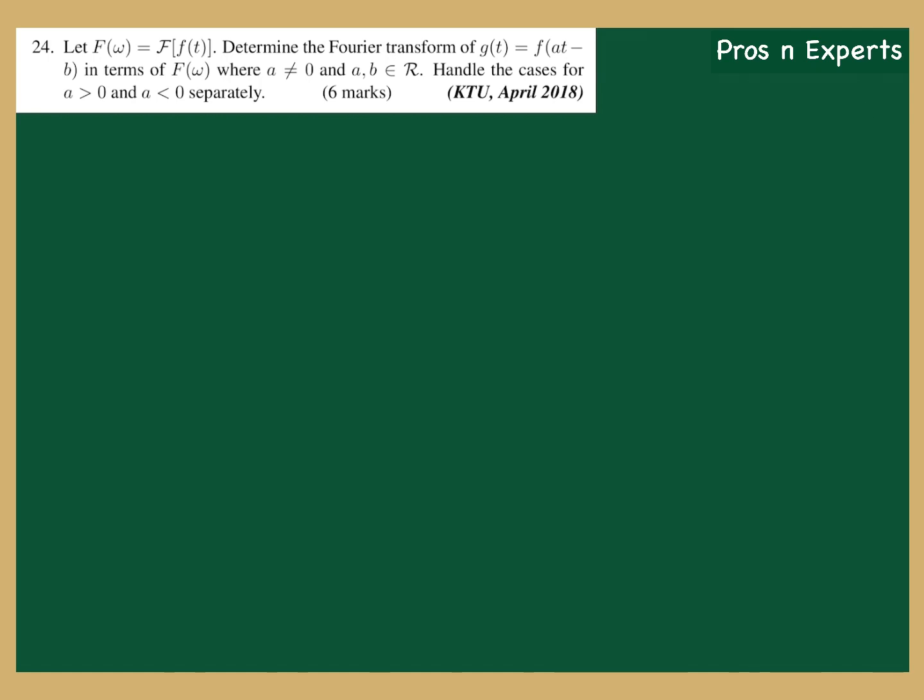Okay, so the question says that you have a signal f of t whose Fourier transform is F of omega. Now you have a second signal g of t, which is obtained from f of t as f of at minus b. And the question is to find out G of omega in terms of F of omega. So it's a good question.